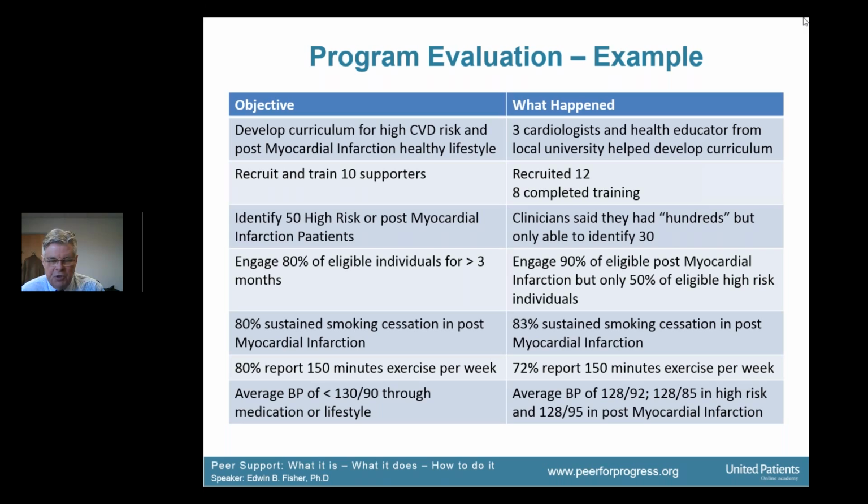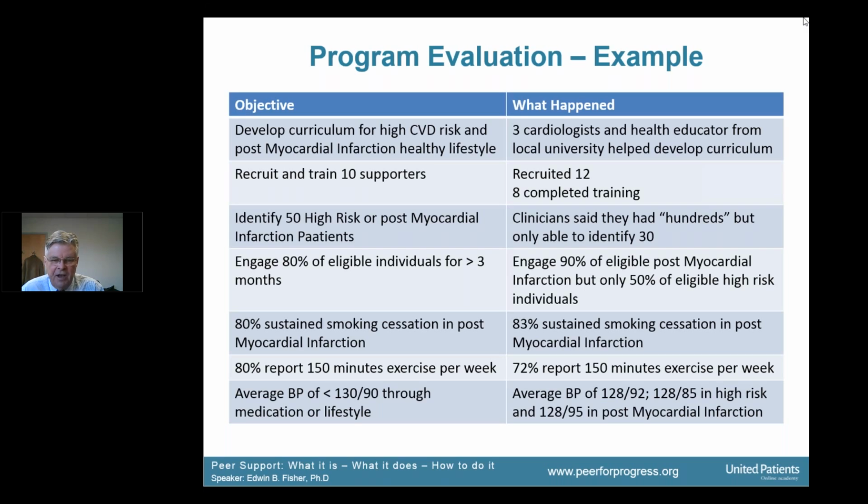We wanted to recruit and train 10 peer supporters. We were able to recruit 12, but only 8 completed the training. So the next time we may want to look again at the training, or maybe we want to recruit more so that we achieve our target for the numbers completing training.